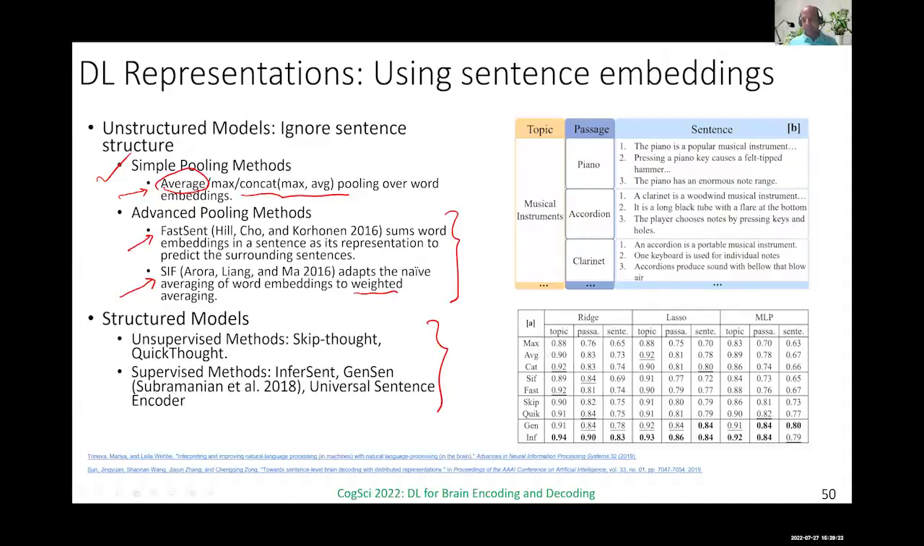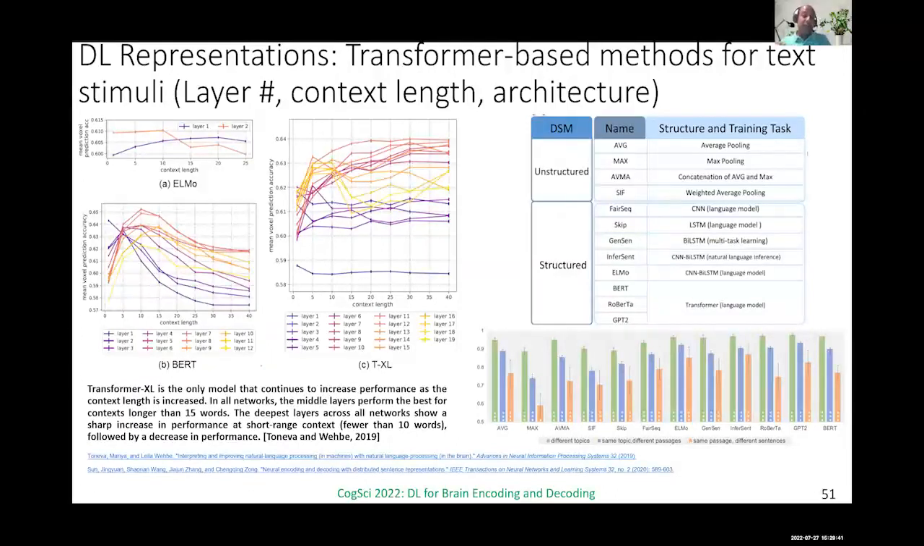In general, there is a good comparison across these methods, and people, at least at this time point, observed that InferSent worked really well. At this time point in 2018 or so, people believed that InferSent gives you really good results compared to just looking at words individually. People also tried, of course, transformer-based methods.